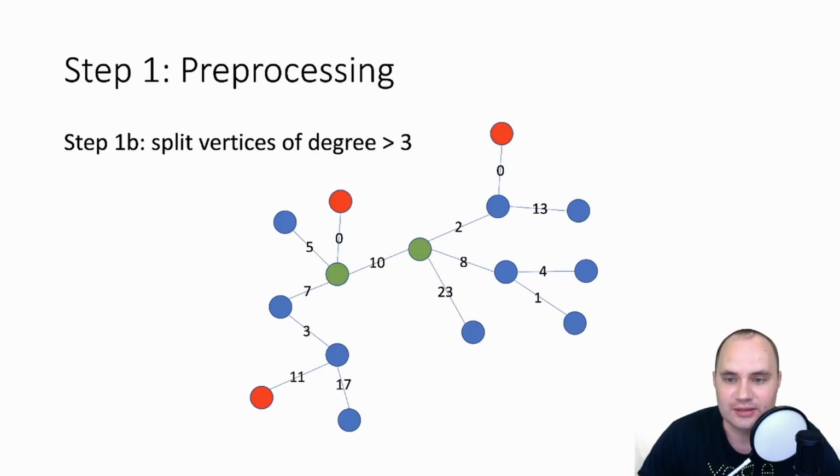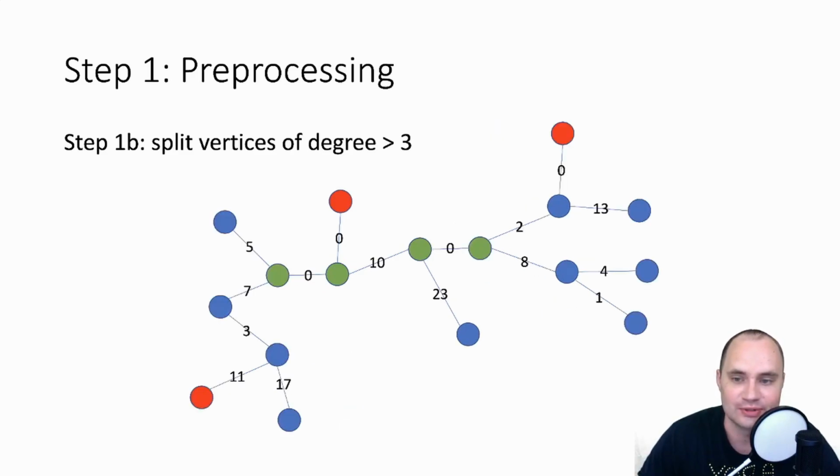Okay, next we consider vertices that have degree more than 3. Here there are 2 such vertices that are highlighted in green, and the degree of these vertices can be reduced by creating new vertices and introducing some edges of weight 0. That way we split the degree of the original vertex and distribute it among the newly created vertices. So here we do it like this.